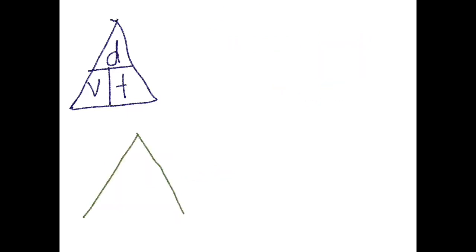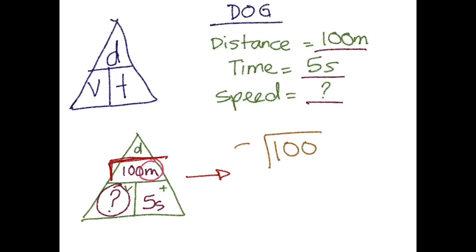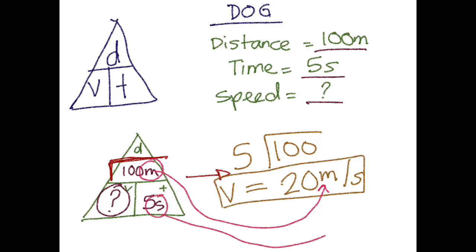So what I do is I build my triangle, okay? I put the little letters. D was for 100 meters. I knew my dog did it in 5 seconds. So I divide 100 divided by 5, and the speed of my dog is going to be 20 meters per second.